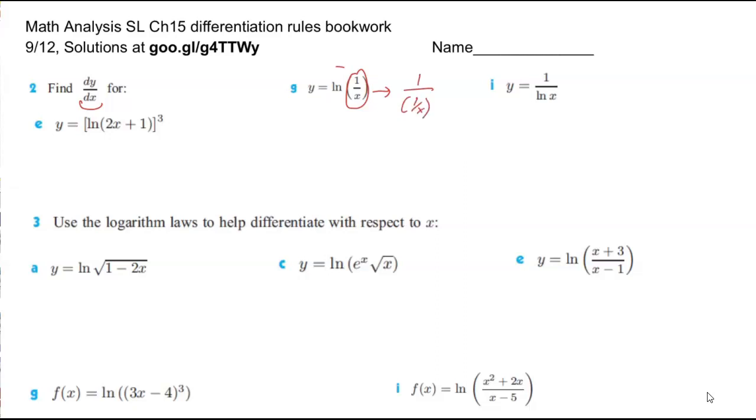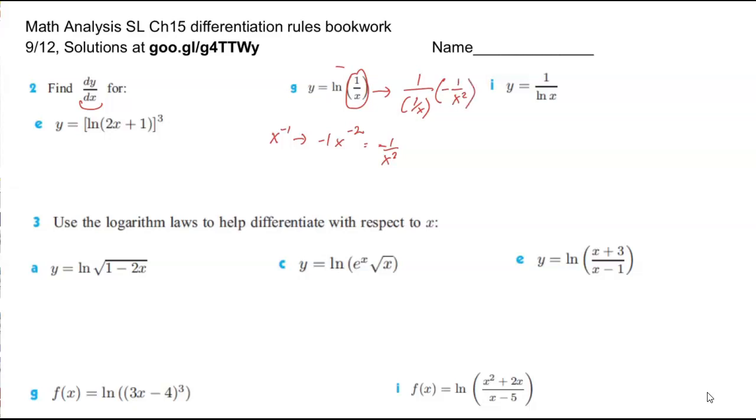And then we're going to take the derivative of the inside function. So the inside function, I'm going to rewrite it as x to the negative 1. The derivative of the inside function would be negative 1 x to the negative 2. So it would be negative 1 over x squared. So this would be multiplied times what we already have.